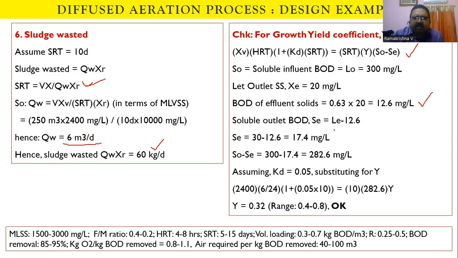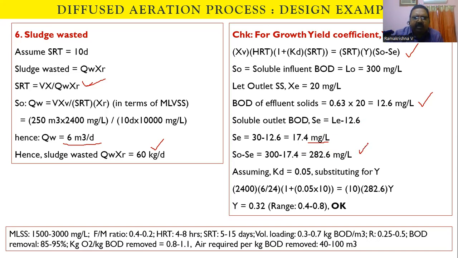Soluble effluent BOD will be equal to outlet BOD minus this BOD of effluent solids. So this is the soluble portion, this is the insoluble portion. It is 17.4 milligram per liter. So the difference of S0 minus SE in terms of soluble BOD is 282.6.